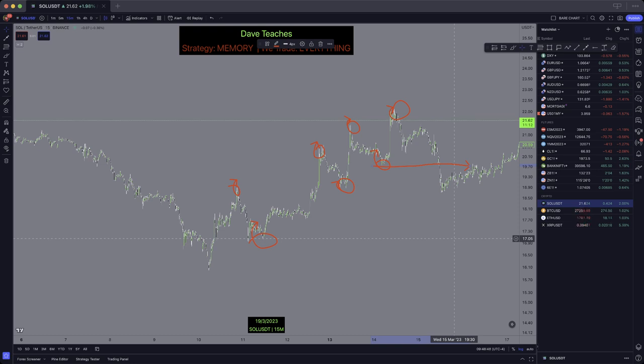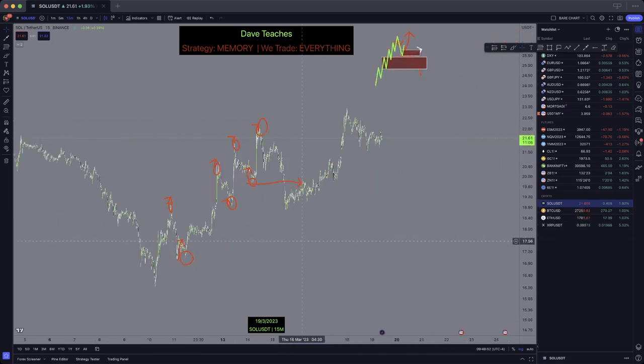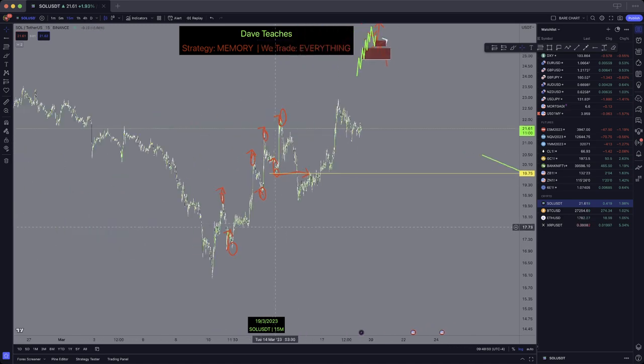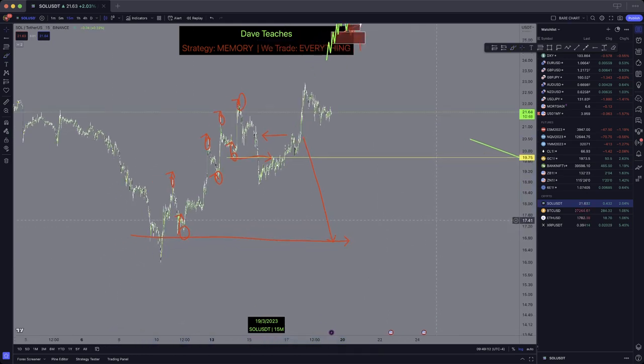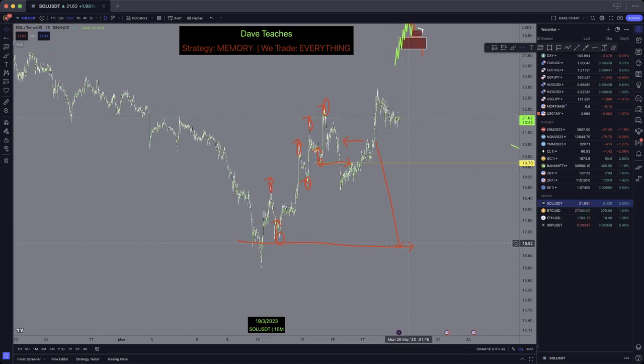So the biggest obstacle that people are having is when we violate the low, right here, they anticipate price to tap back into this area and then short to the beginning of the trend, right? Yeah, that's what we anticipate. To short to the beginning of the trend.